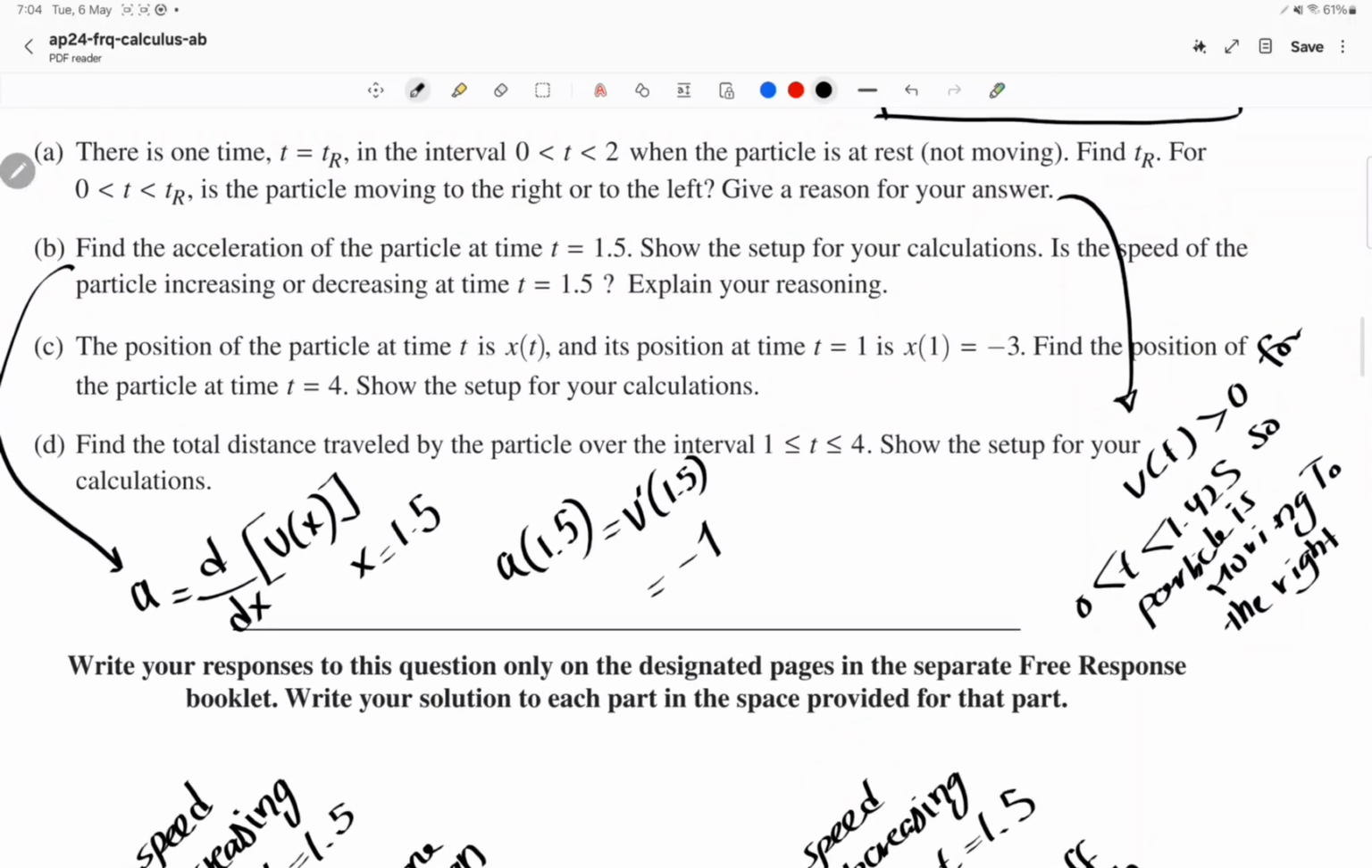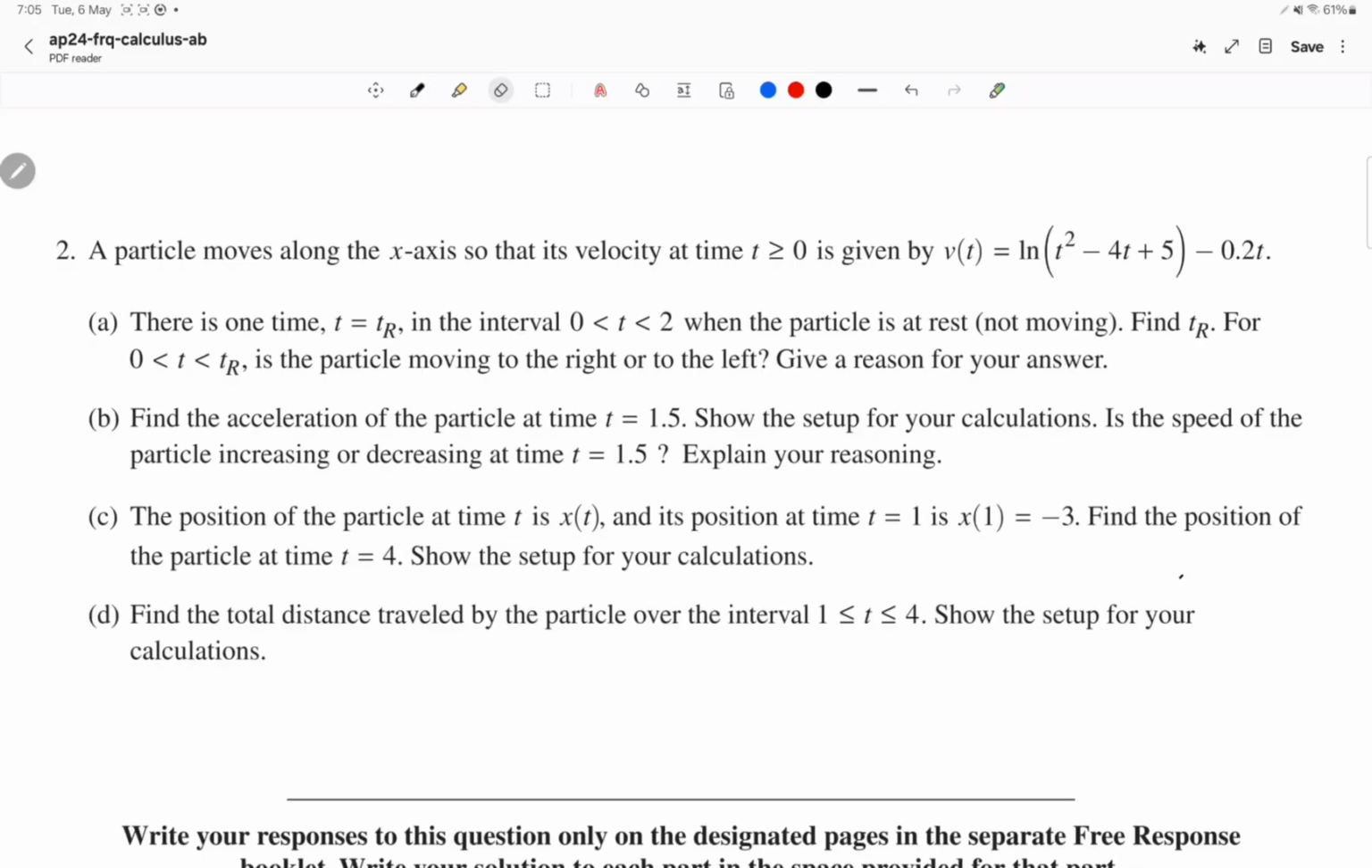Okay, C. The position of the particle at time t is x, and the position of the particle at time t equals 1 is equal to -3. Find the position of the particle at the time of 4. Okay, so for part C, we're going to say x of 1, you must always write the initial position, plus the integral from 1 to 4. You must integrate the velocity. And x of 1 is given to us as -3, plus the integral of the velocity.